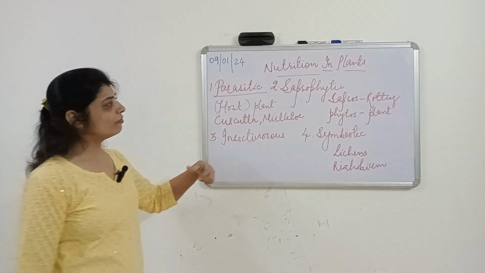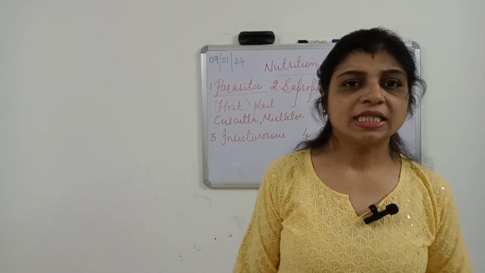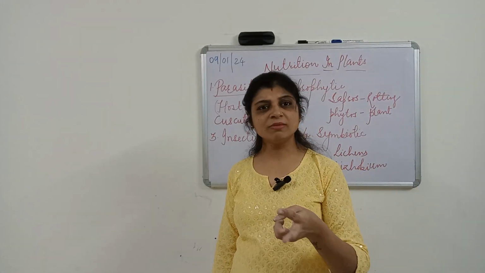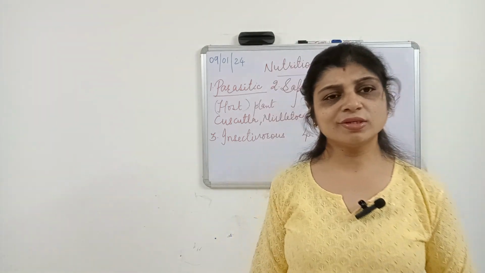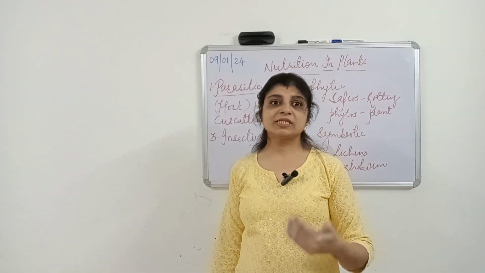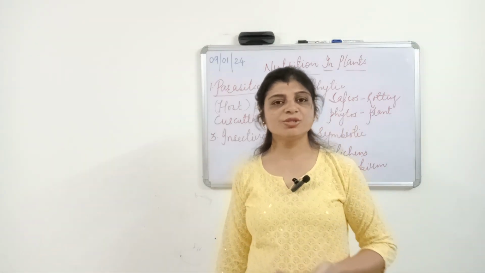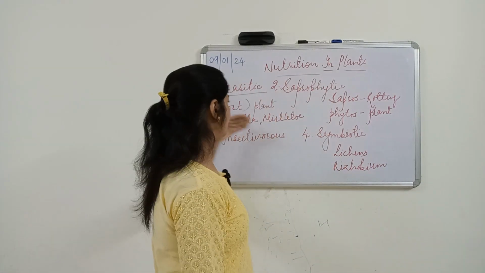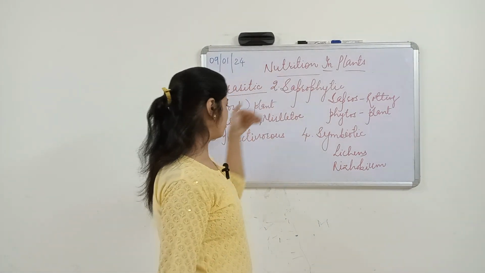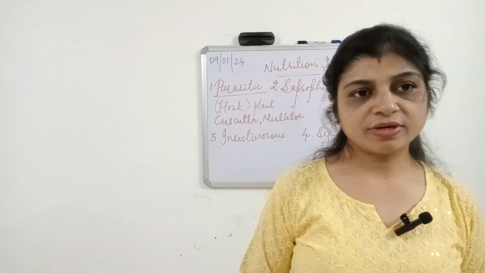So what have we seen today? We have seen nutrition in plants, which is classified into two types: autotrophic mode of nutrition and heterotrophic mode of nutrition. Before that I helped you understand what nutrition is, then classification. After classification, heterotrophic nutrition is classified into four types: parasitic, saprophytic, insectivorous and symbiotic. Hope I tried to make it useful for all of you.